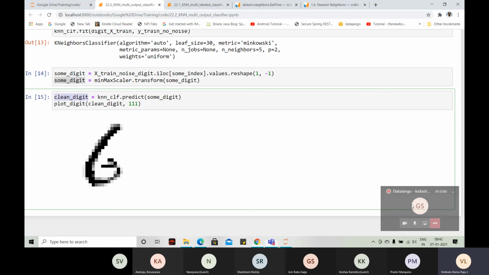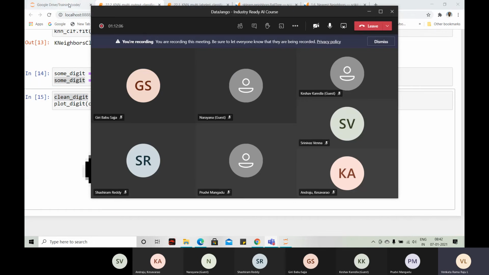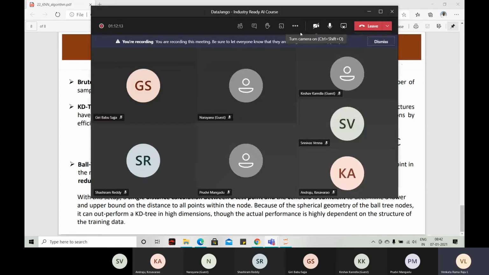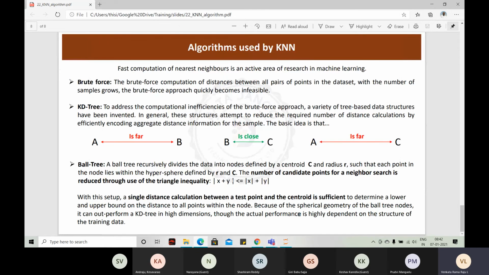Okay. So I'll stop here, and I think the next topic is going to be SVM, support vector machine. I'll look into this. I think this point I highlighted also. I understood and highlighted it, but I forgot. Somehow I lost the link. The number of candidate points for the neighbor search is reduced through use of the triangle inequality.